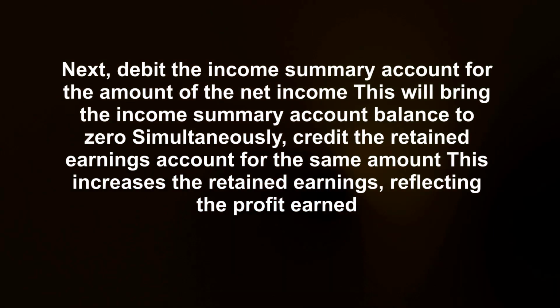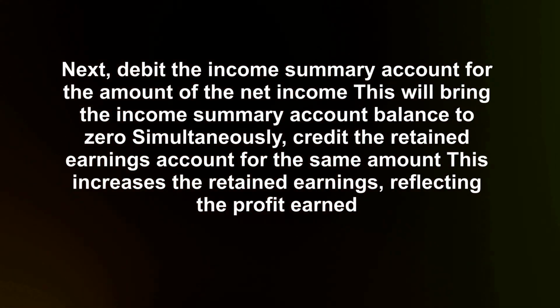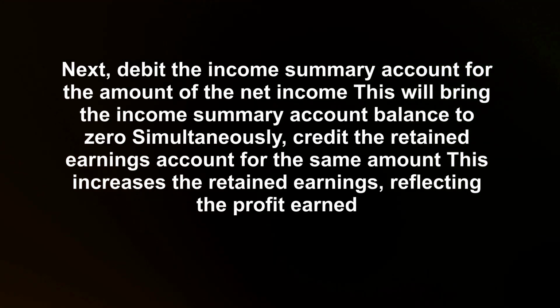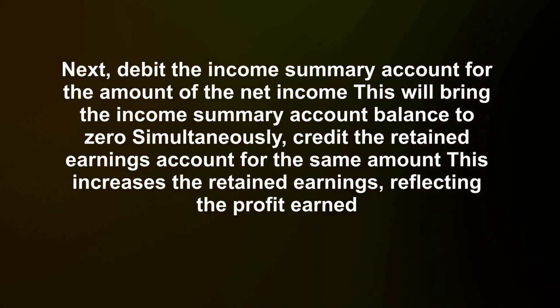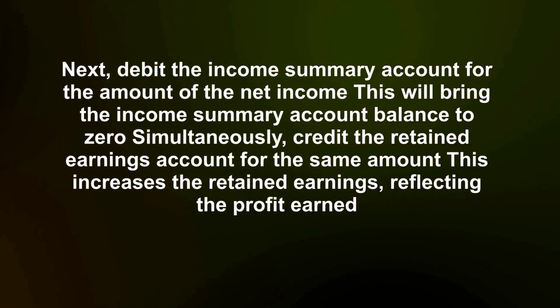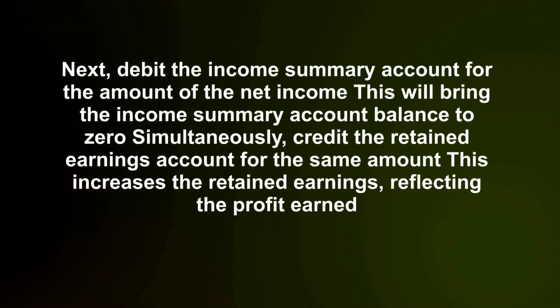Next, debit the income summary account for the amount of the net income. This will bring the income summary account balance to zero simultaneously. Credit the retained earnings account for the same amount. This increases the retained earnings, reflecting the profit earned.